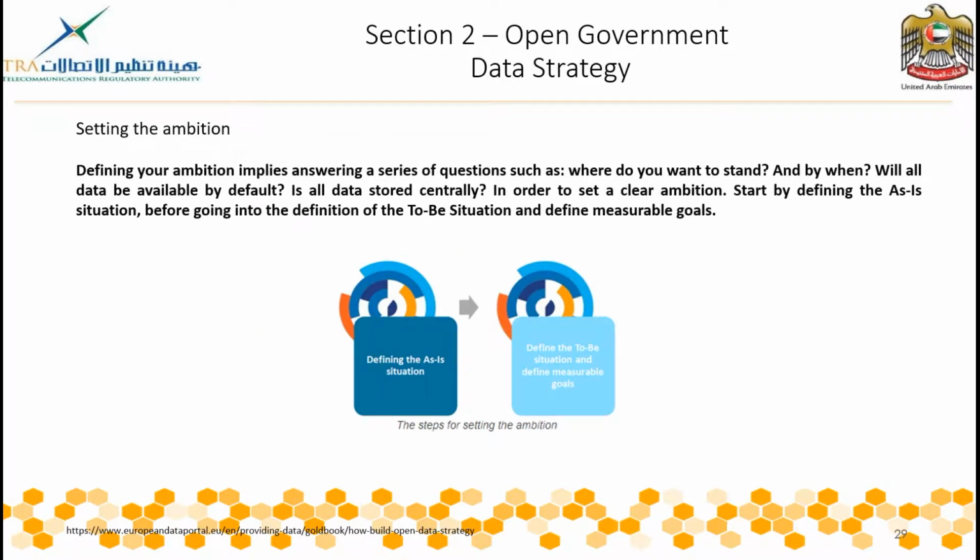Defining your ambition implies answering a series of questions such as, where do you want to stand and by when? Will all data be available by default? Is this data stored centrally? In order to set a clear ambition, start by defining the as-is situation before going into the definition of the to-be situation, and define measurable goals.